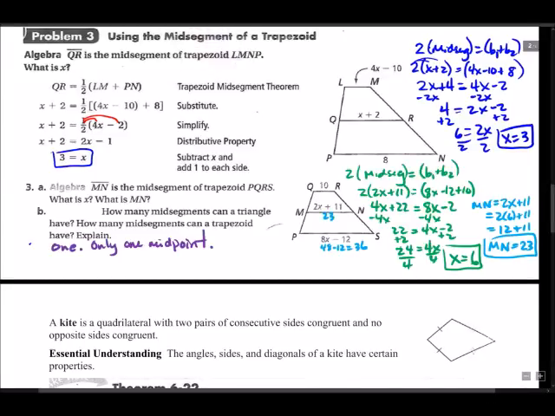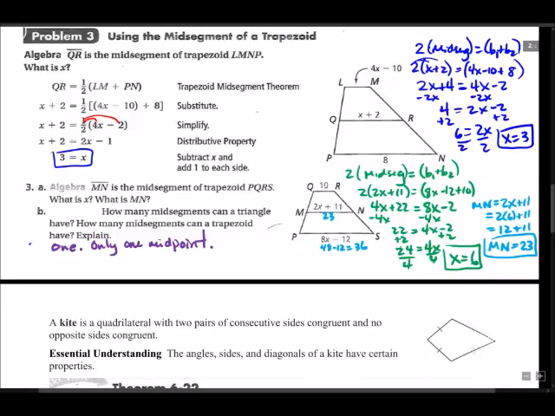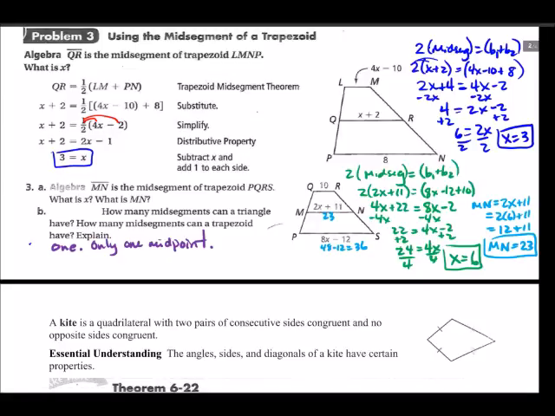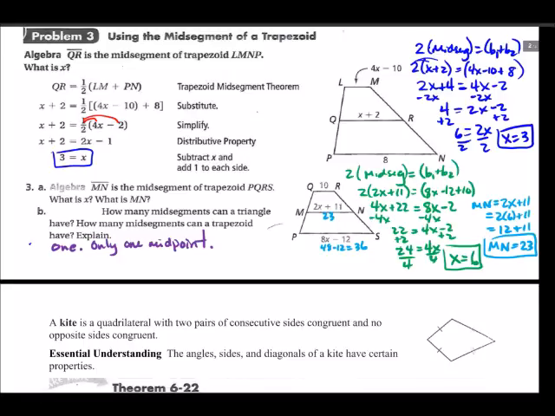You were told that segment MN is the mid-segment of our trapezoid, and to find the value of x and the length of MN. So use the mid-segment theorem. I did 2 times the mid-segment is the sum of the bases, and added it in, did my algebra, and got x equals 6. If you did 1/2 times the sum of the bases, you would get exactly the same thing. Doesn't matter how you do it. Just make sure you write your formula, substitute in, and do your algebra.